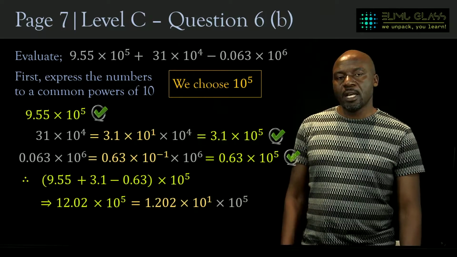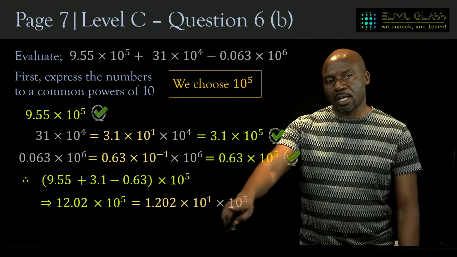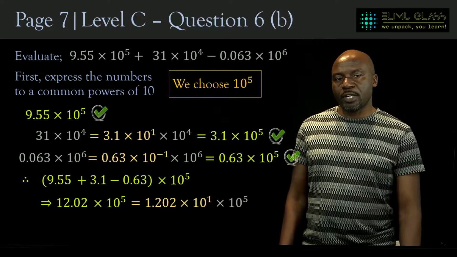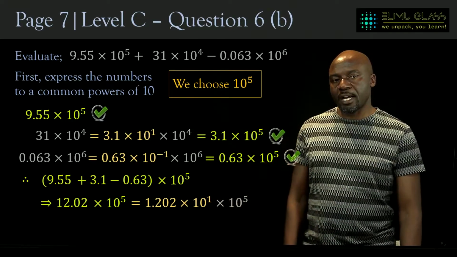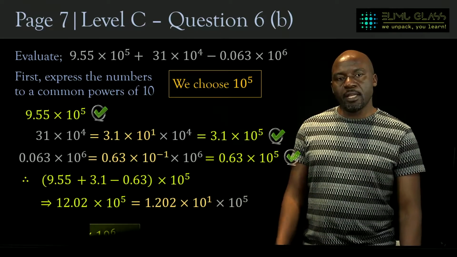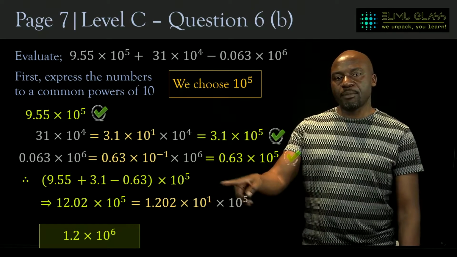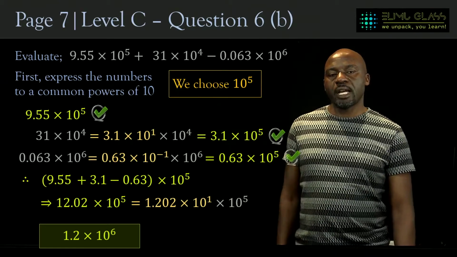Like that. And then we can combine the 10 power 1 and the 10 power 5 using the laws of exponents. That means the 1 and the 5 add up, and I end up with 1.202 times 10 to the power of 6, which I can now reduce.